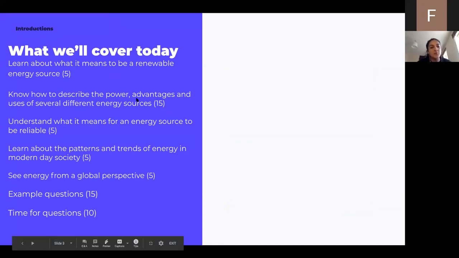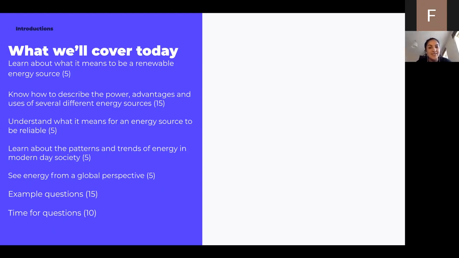Okay, so what we're going to be covering today is really about renewable and non-renewable energy sources, the different types that we have, so what it means to be a renewable energy source, know how to describe the power, the advantages and the uses of all the different energy sources that we have, understand what it means for an energy source to be reliable, learn about the patterns and trends of energy in modern day society, and to see energy from a global perspective. We'll go through lots of example questions and then we'll have time for questions at the end.